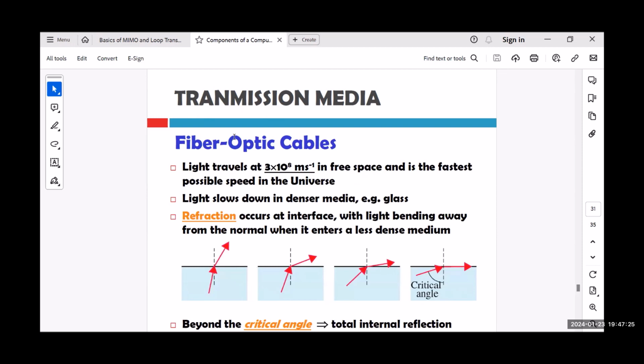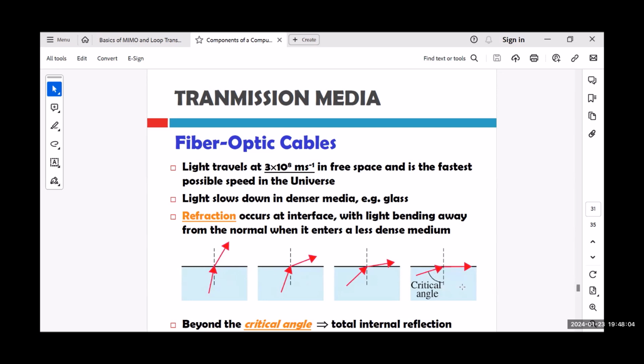Then we have fiber optic cables. Light travels at 3 times 10 to the power 8 meters per second in free space. And we know that is the fastest possible speed in the universe. Light slows down in a denser medium, for example glass, right? So refraction occurs at the interface, with light bending away from the normal when it enters a less dense environment, right? You can see over here that we have this arrow, hence making a smaller angle with respect to this one.